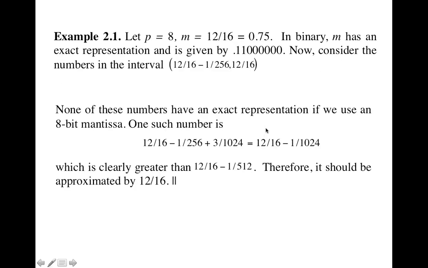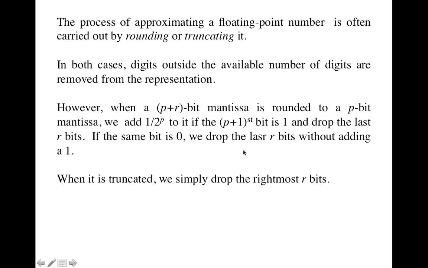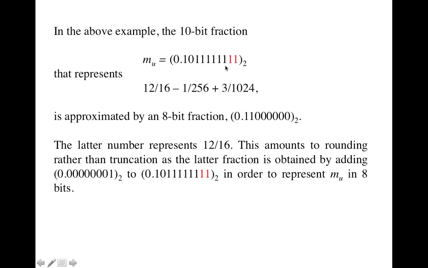We said that this was closer to 12 over 16, and that's what we did here. And to do that, we looked at the bit here, the first bit in the remaining r bits, and finding that to be 1, we added that 1 to this string of bits. When we did, we got this number. So if you add 1 to this number here, like 1, 0, 0, 0, 0, 0, 1, that's what you get here. That's how you get this number.